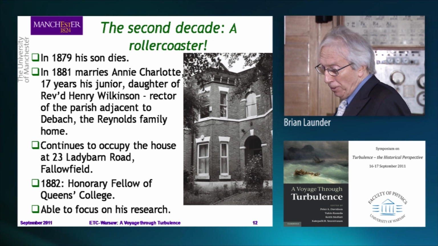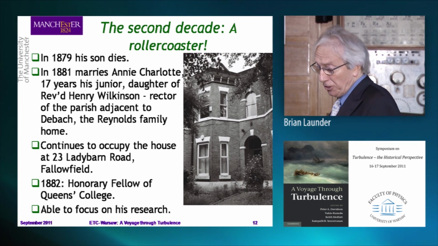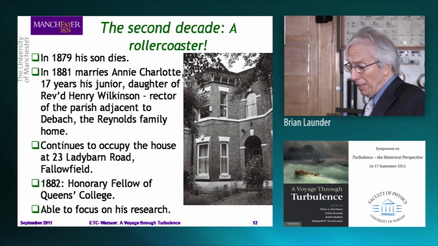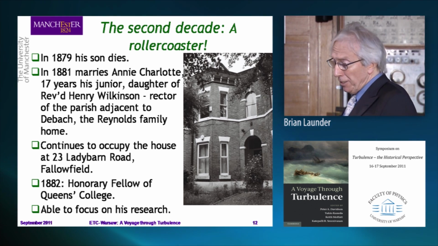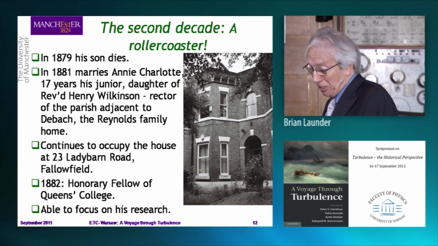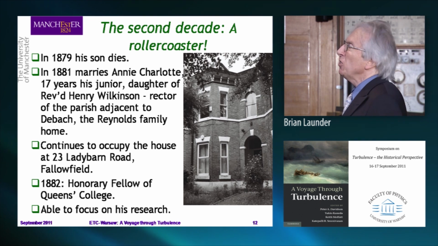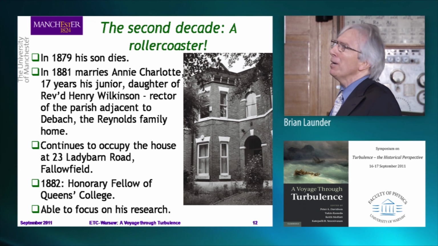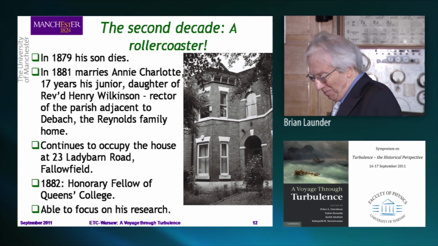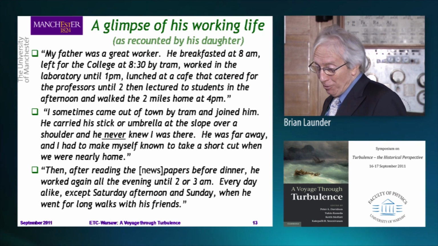They continued to occupy a house at 23 Ladybarn Lane in Fallowfield, which is just a couple of miles north of the campus. Here I took a photo of that. It's a relatively modest house. It has 6 or 7 bedrooms. The garden is clearly overgrown now. Why? Because it's been divided up into student flats, and students in England, at any rate, don't go out and trim the hedges and mow the lawn at weekends. And in 1882, he was made an honorary fellow of Queen's College.